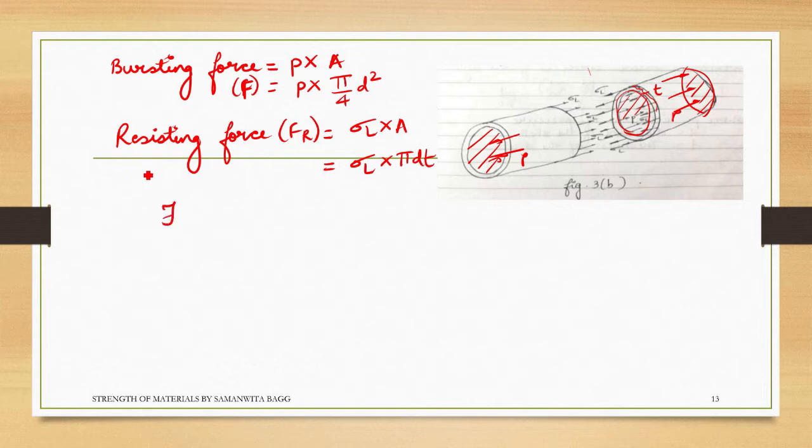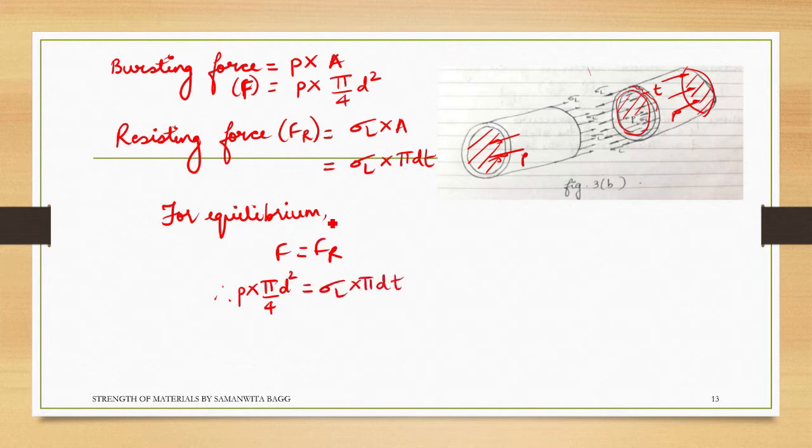So for equilibrium again, I'll have F equal to Fr. That is, bursting force will be equal to my resisting force. Therefore, P into pi by 4 d square will be equal to sigma L into pi dt. This diameter gets cancelled, and this pi value also gets cancelled. So what remains as sigma L is Pd upon 4T.